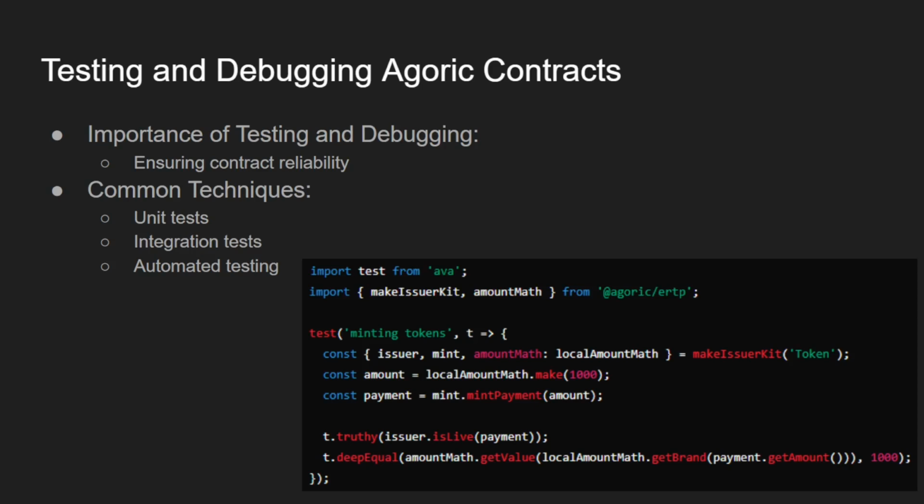Let's look at an example of a unit test using the AVA testing framework, which is commonly used in the Agoric ecosystem. In this example, we test the minting of tokens. We create a new issuer kit, mint a payment, and then check if the payment is live and the amount is correct. This ensures that the minting process works as expected.